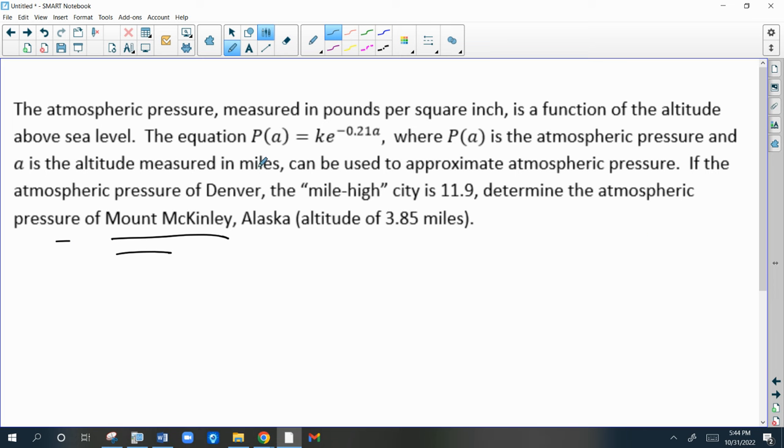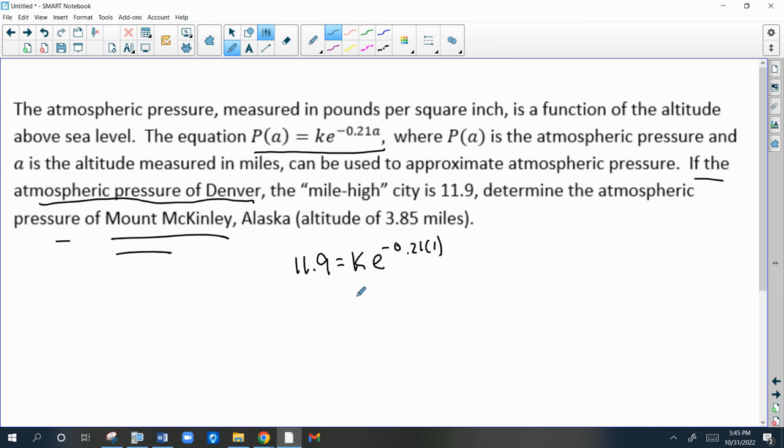So if you look at the equation, we need to solve for this K as usual. And that's usually where we use this initial condition. It says we're going to use the fact that we know the atmospheric pressure of Denver to get that K. So since in Denver the atmospheric pressure is 11.9, and we know Denver is called the Mile High City, so its altitude is 1 mile, we can solve for K.